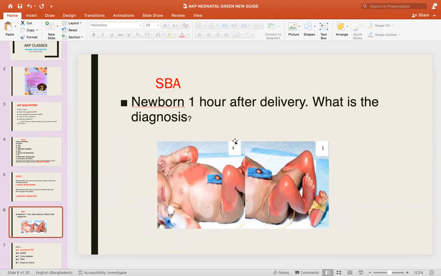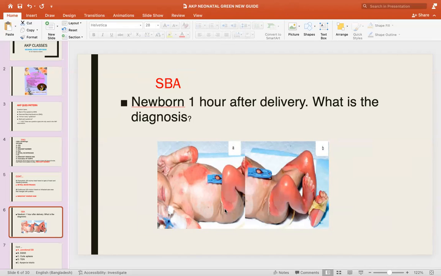What is the diagnosis? Epidermolysis bullosa. Very good. Why is this not SSSS, staphylococcal scalded skin syndrome? Only 1 hour. If they give you 1 day, then can it be SSSS? No, the presentation is late. Let me tell you why this is not SSSS, and why it is epidermolysis bullosa.